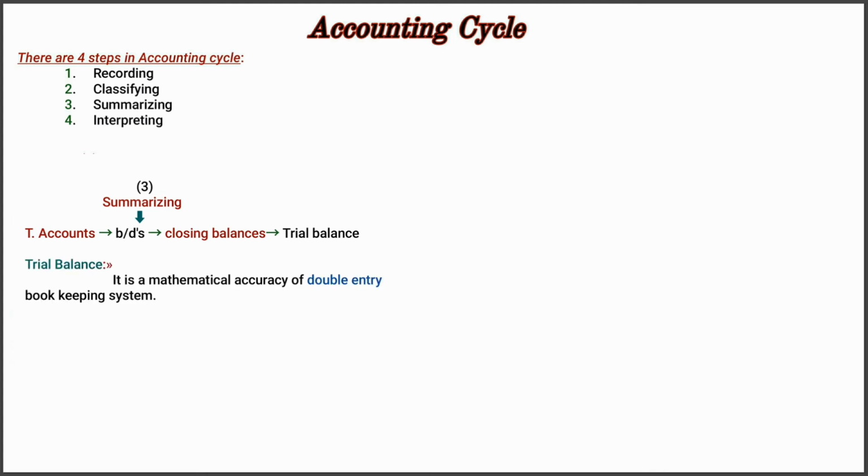Trial balance. Basically, it is a mathematical accuracy of double entry bookkeeping system, which confirms that the last 2 steps of recording and posting our transactions have been performed correctly. There is a duality concept, which states that every transaction has a dual effect, debit and credit, with the same amount. Due to this concept, the accounting equation will remain balanced after every transaction occur in a business.